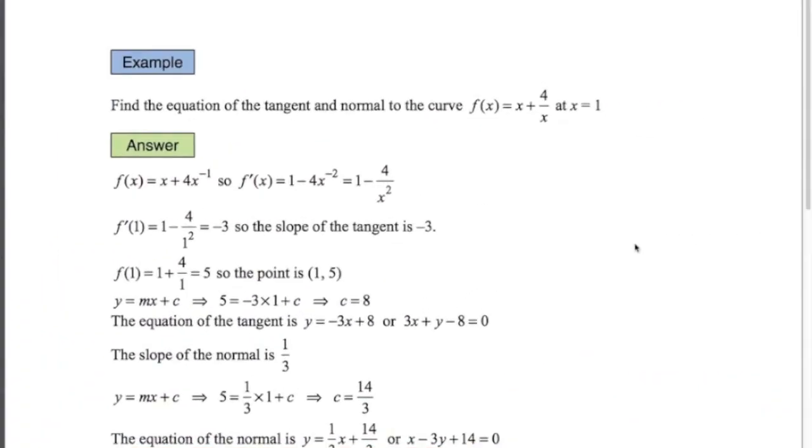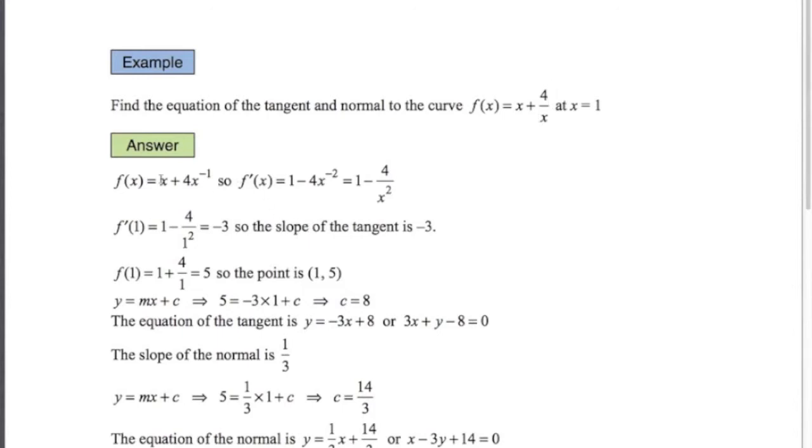So first example, we want to find the equation of the tangent and normal to this curve, x plus 4 over x, at the point where x equals 1. Now, you're not expected to know how to draw that curve, just got to know the calculus to get it. So to do the derivative here, x plus 4 over x becomes x plus 4x to the minus 1. Remember, to do the derivative we need the x's on the top line.